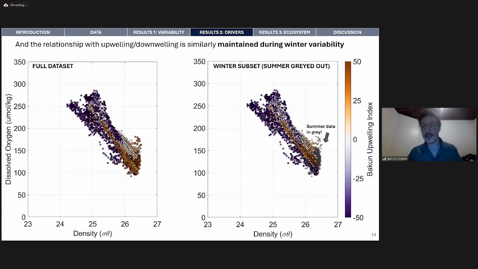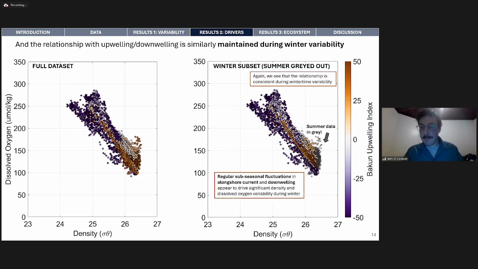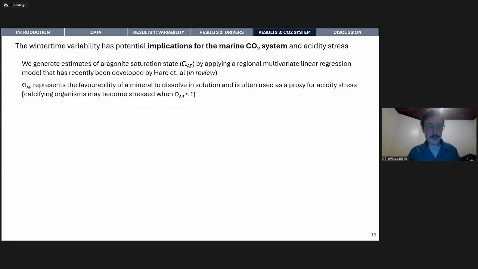Again, if we look at the winter subset, this relationship is maintained. So suggesting that these regular subseasonal fluctuations in both the alongshore current and downwelling appear to drive this significant density and dissolved oxygen variability during the wintertime.